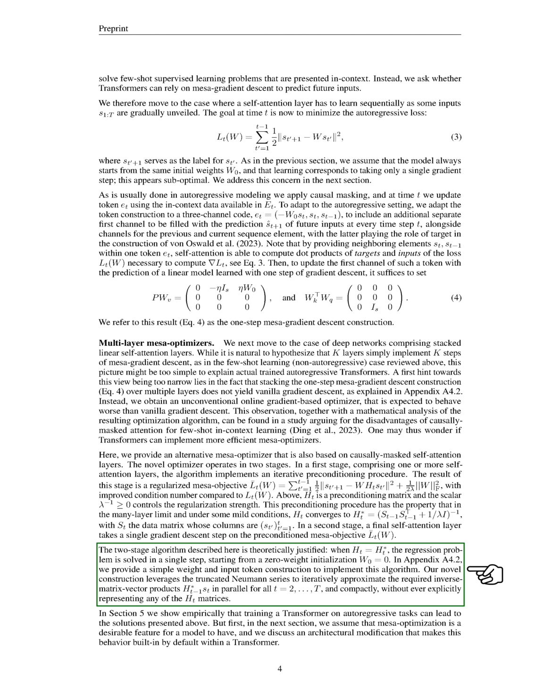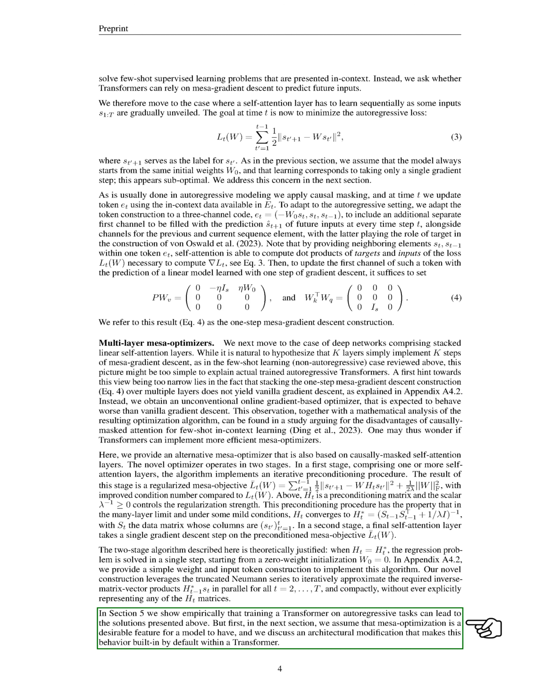This two-stage algorithm is theoretically sound. When the preconditioning matrix equals its converged value, the regression problem is solved in a single step, starting from zero weight initialization. We provide a simple weight and input token construction to implement this algorithm in the appendix. Our new construction uses the truncated Neumann series to iteratively approximate the required inverse matrix vector products in parallel for all time steps, without ever explicitly representing any of the preconditioning matrices.